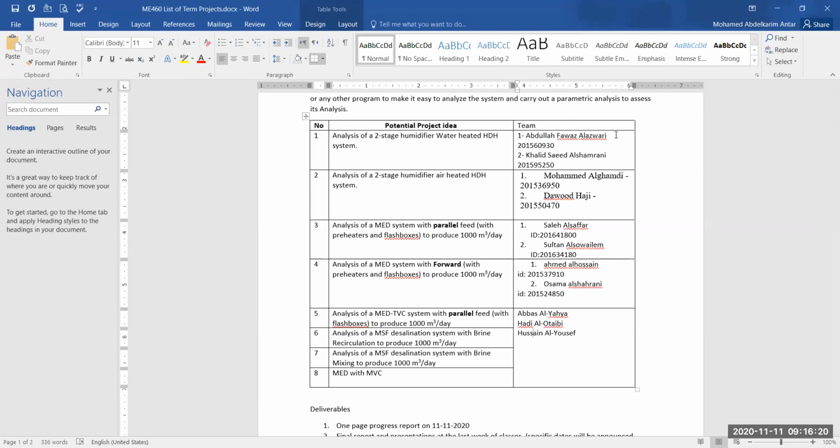Muhammad Al-Gham, do you have a question? Yes, Doctor. One student is enough to send the progress report through email, right? Yes. Every project is going to select a leader, and the leader is going to send me that one-page report. I'm going to post a link in Blackboard so that you can submit it. All right. Okay. Thank you.